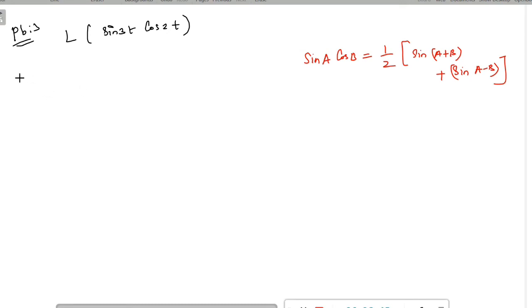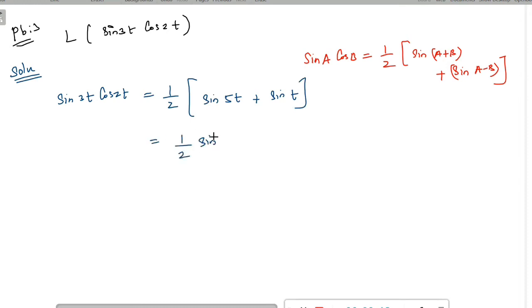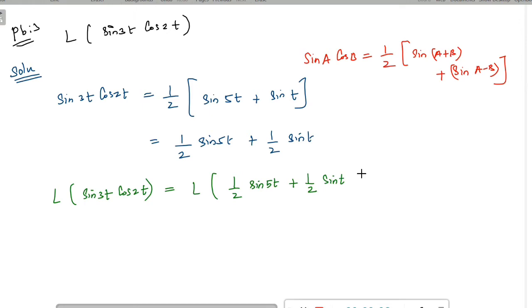So here sin 3t cos 2t equals 1 by 2 into sin 5t. If you apply it, you get sin t. So you can rewrite it as 1 by 2 sin 5t plus 1 by 2 sin t. Now take the Laplace transform on both sides. So L of sin 3t cos 2t equals the Laplace transform of 1 by 2 sin 5t plus 1 by 2 sin t. By using the linear property, you can rewrite this term as follows.